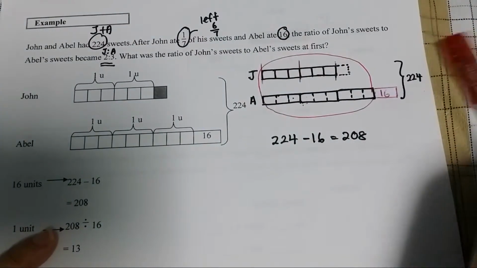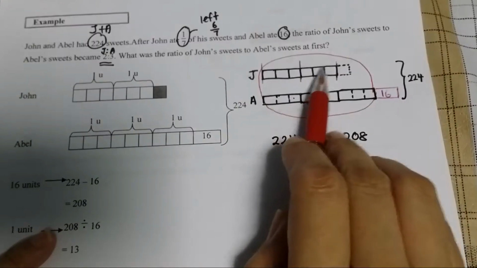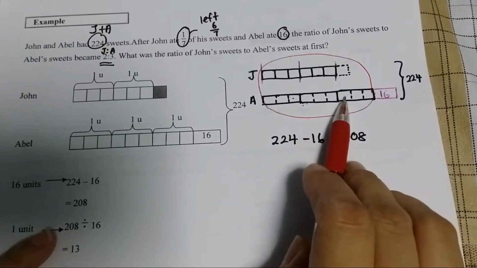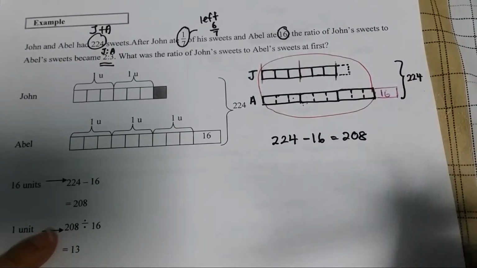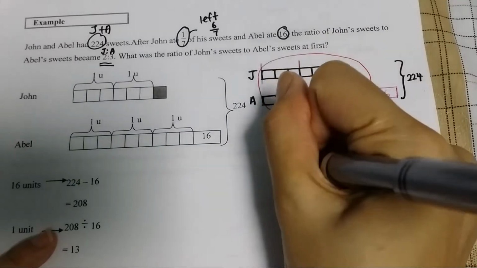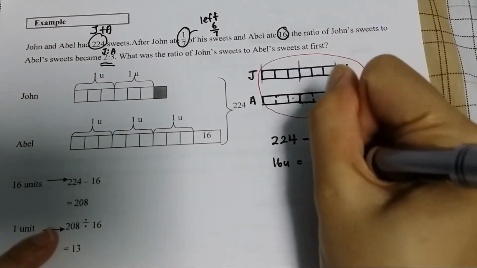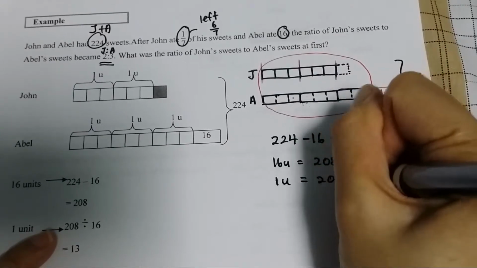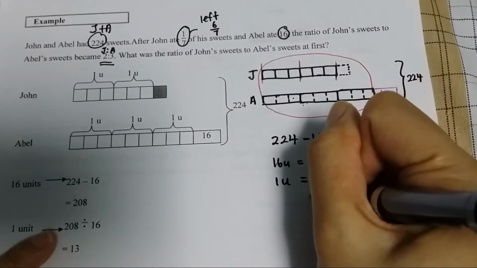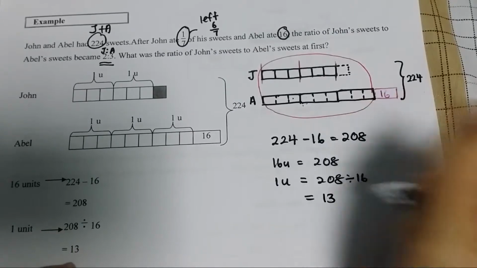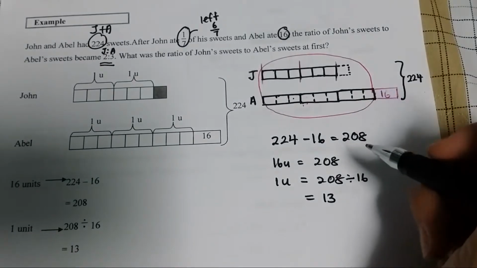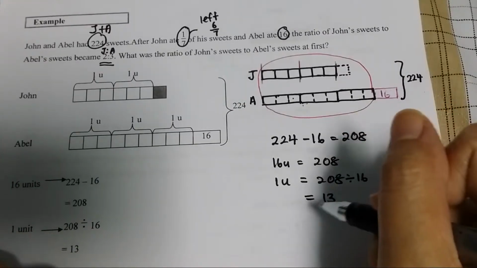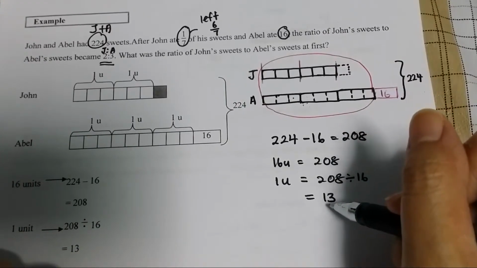208 represents that. And there are 1, 2, 3, 4, 5, 6, 7, 8, 9, 10, 11, 12, 13, 14, 15, 16 units. Okay, so 16 units equals 208. Find 1 unit. 208 divided by 16 equals 13. Now this heuristics question, you can use a calculator. Okay, you can use a calculator, no problem with that. Right, so you know 1 unit.